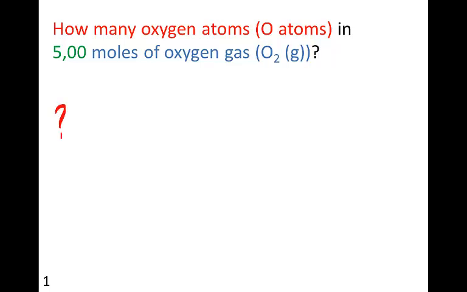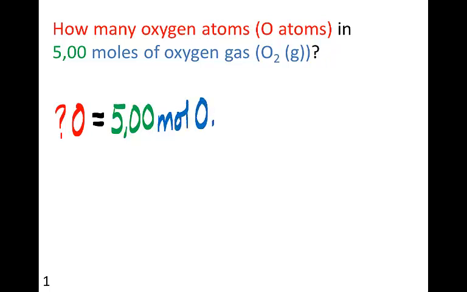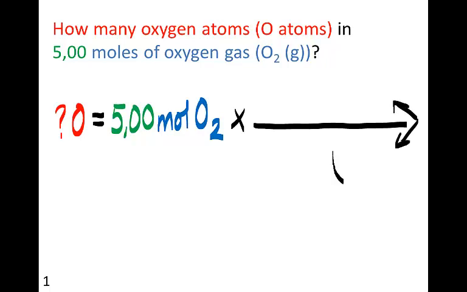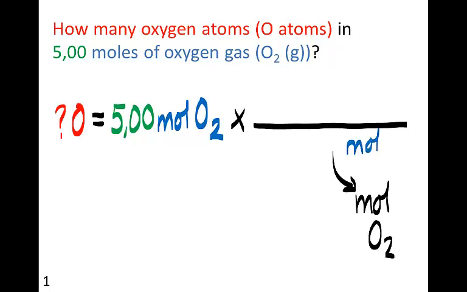How many oxygen atoms in 5 moles of oxygen gas? We multiply by a conversion factor with equivalent values top and bottom, both referring to a mole of oxygen gas. At the bottom, we need the mole oxygen gas, just written straight like that, to cancel out our given unit. And at the top, we need oxygen atoms.